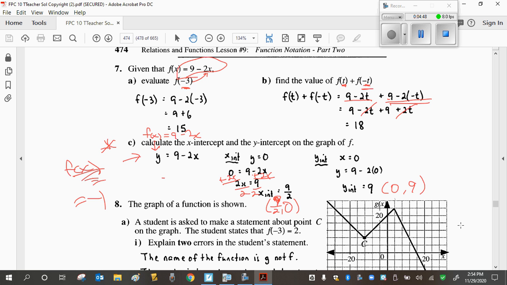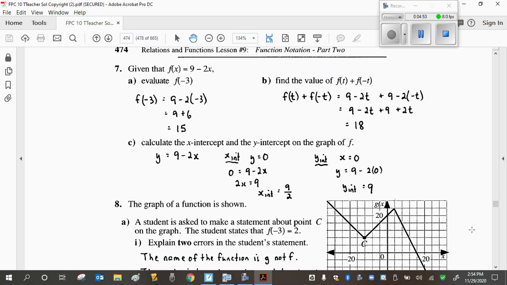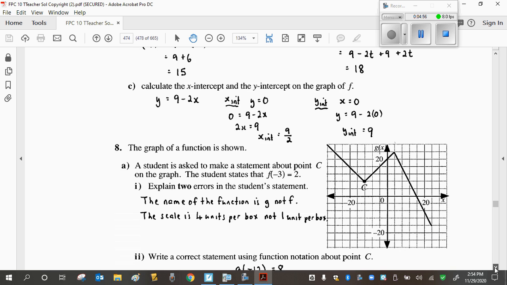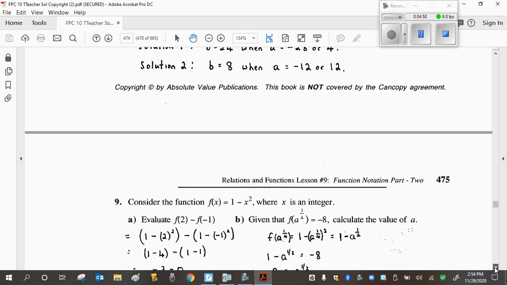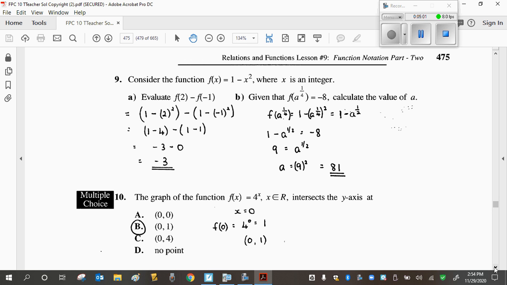And if I'm moving on too fast, just pause it. 9, I should say, is the next one I asked you. And we have two things to do. Sub in x equals 2 for this equation. And then sub in -1 for this equation. And you subtract them. So subtraction sign comes all the way in the middle. Calculate this. That equals -3. This equals 0. And -3 subtract 0 equals -3.